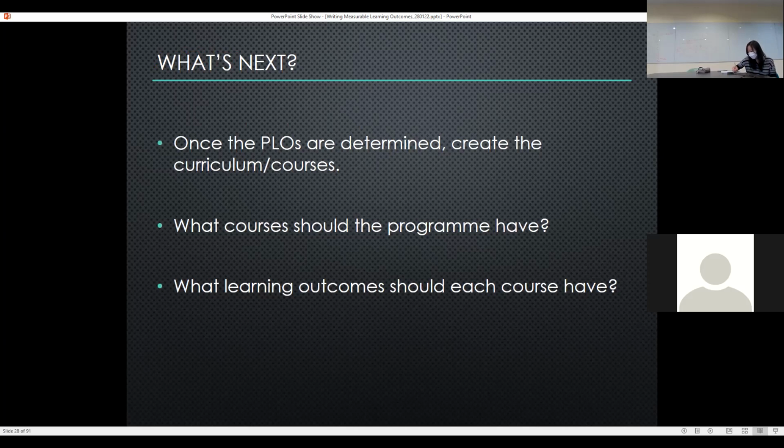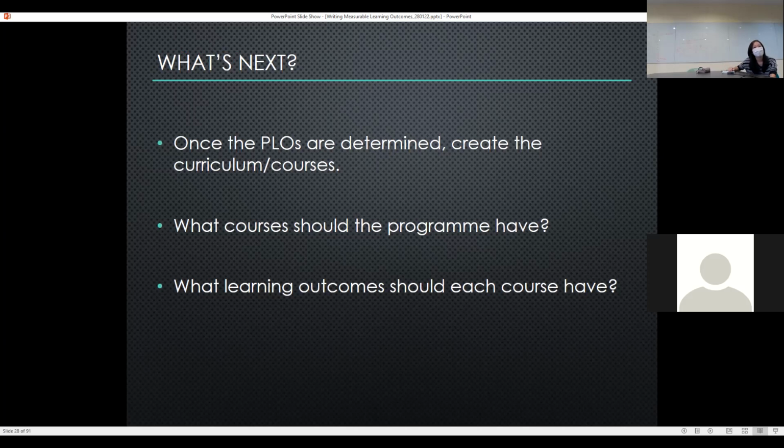Okay, so once you have your PO and your PLO done, the next thing that happens is you will look at the curriculum, the courses that you need to put in. What kind of courses will help you to achieve those PLOs? And that will then lead to what kind of learning outcomes each course should have in order to help you achieve the final PLO.